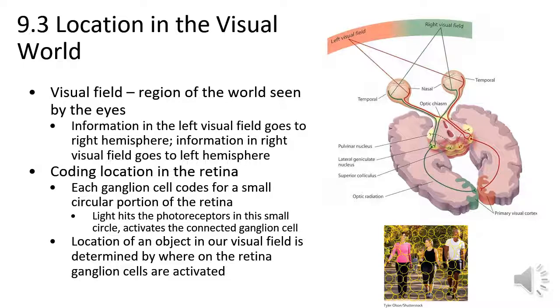In terms of coding, in the retina, each ganglion cell codes for a small circular portion of the retina. So light hits the photoreceptors within this small circle. The ganglion cells connected with the photoreceptors in that small circle are activated. So the location of an object in our visual fields is determined by where on the retina the ganglion cells are being activated.